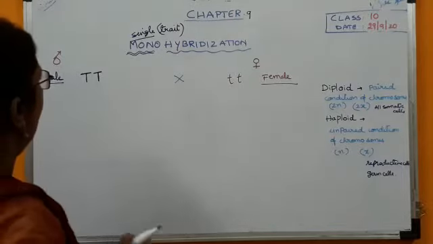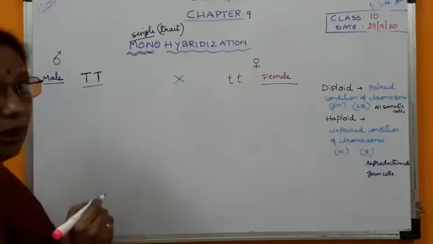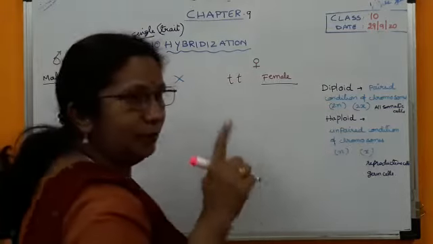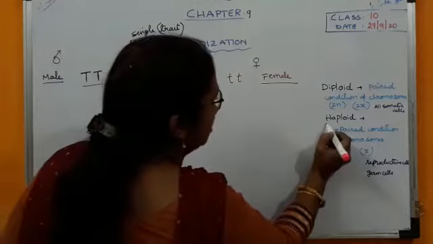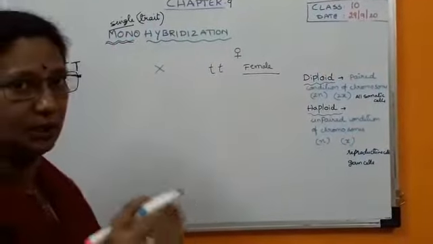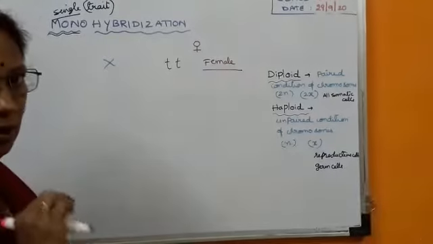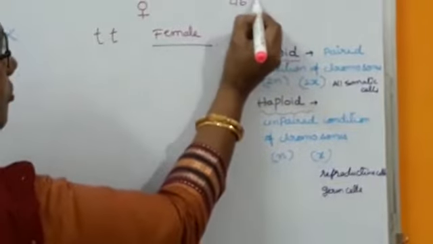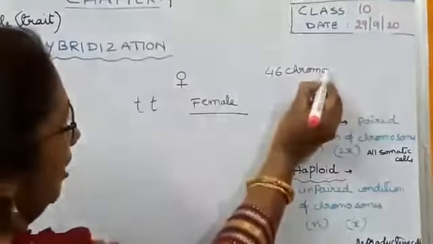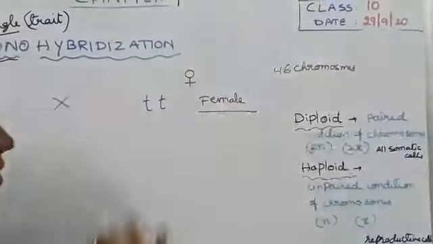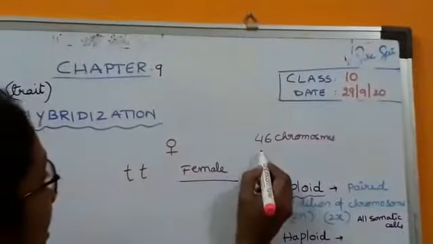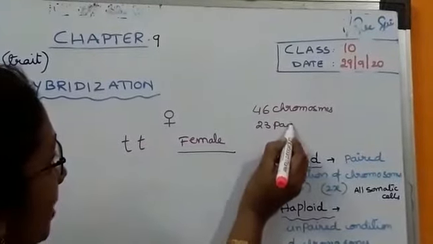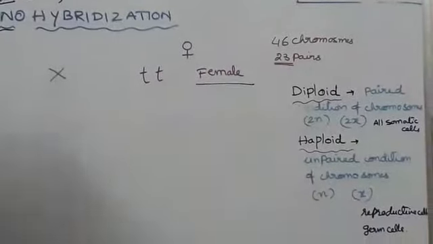Now this condition is called the diploid condition. Here I mentioned the diploid condition and the haploid condition. These two things you must know first; without knowing this, we cannot continue the lesson. What do you mean by diploid? The paired condition of chromosomes is called the diploid condition. For example, in our body we have 46 chromosomes. These 46 chromosomes are in 23 pairs. This paired condition is called diploid.